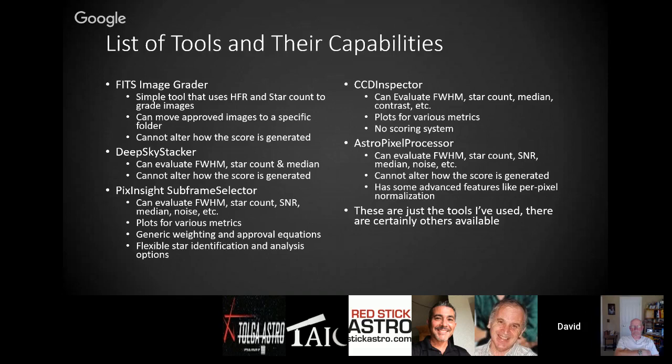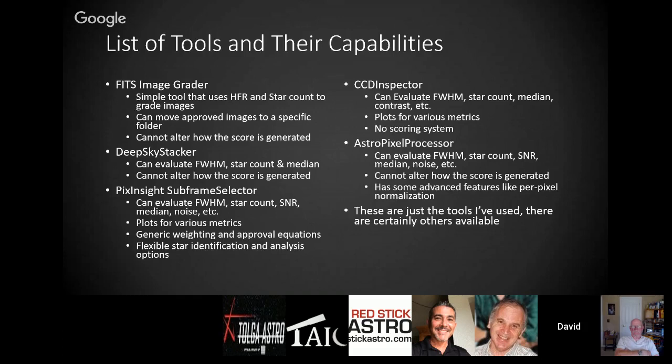Deep Sky Stacker is very similar. It uses full width half maximum to measure the star size rather than HFR, star count, and the median or the background value of the image to generate a score. Same here, you can't really alter how the score is generated. You can actually copy the results off to a spreadsheet if you want to do further evaluation with them, or change the weightings to use in a different program. But you can't really alter how the score is generated and used inside Deep Sky Stacker if that's where you're going to be doing your stacking.